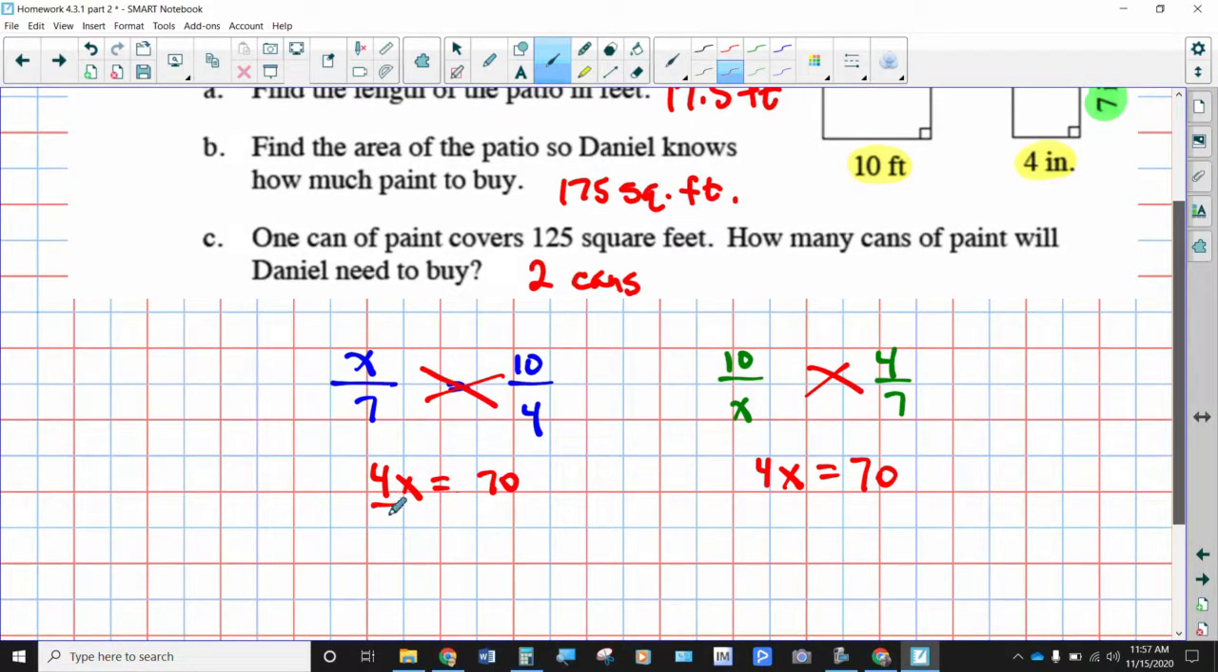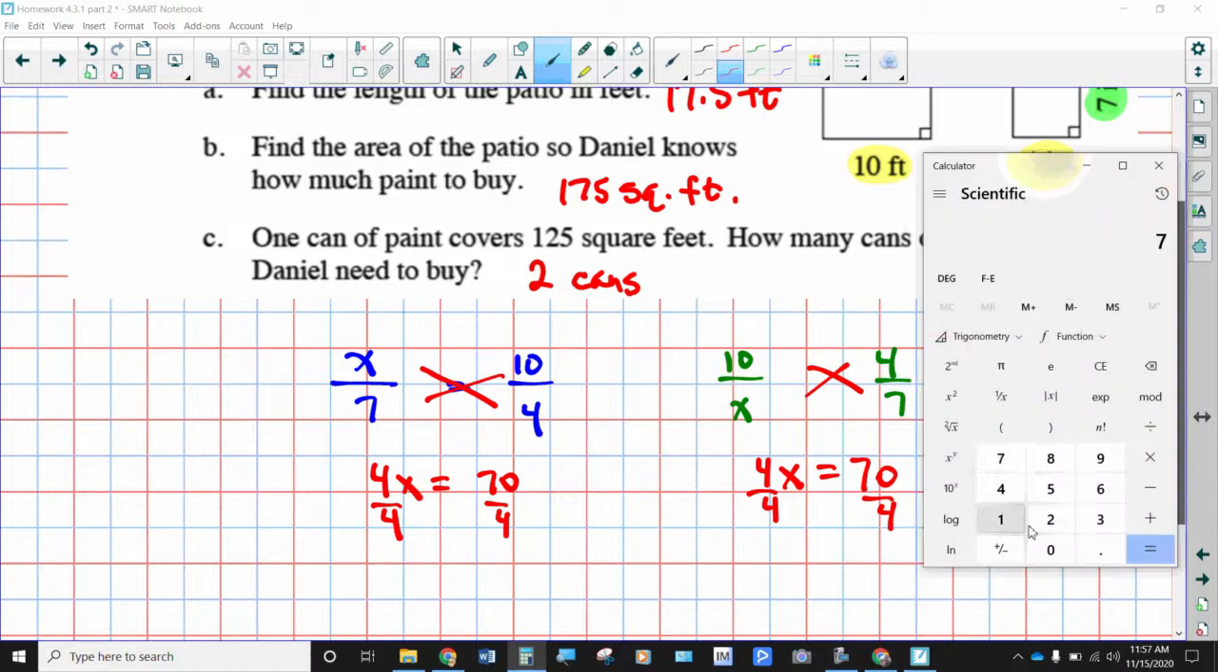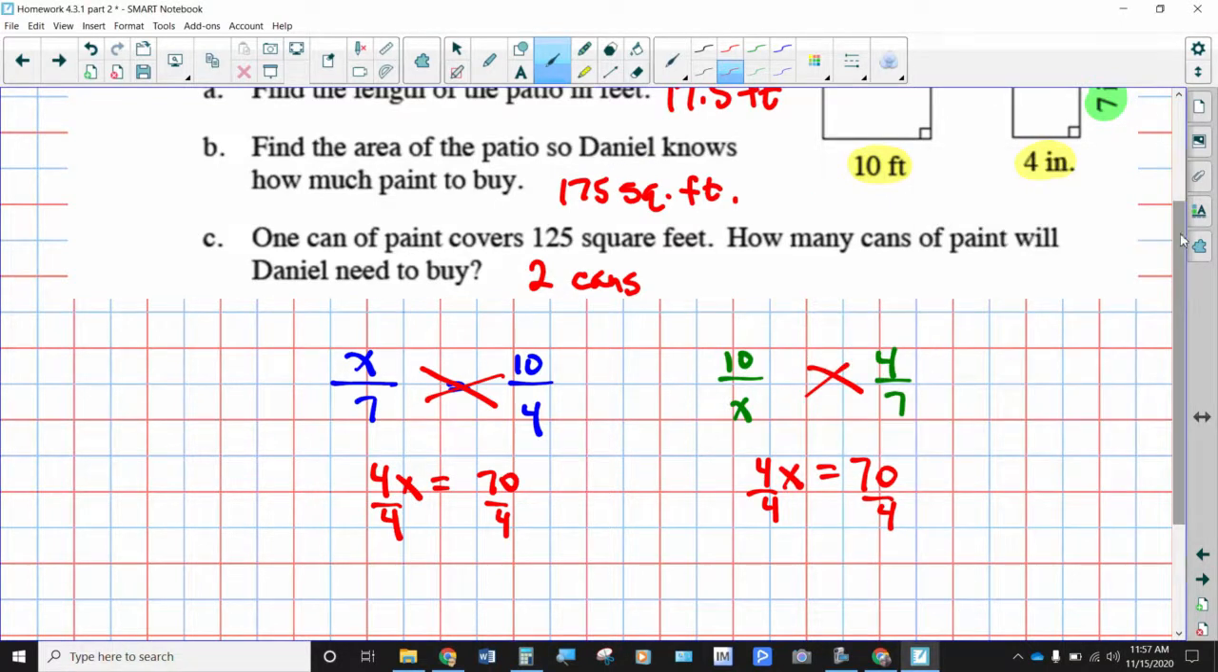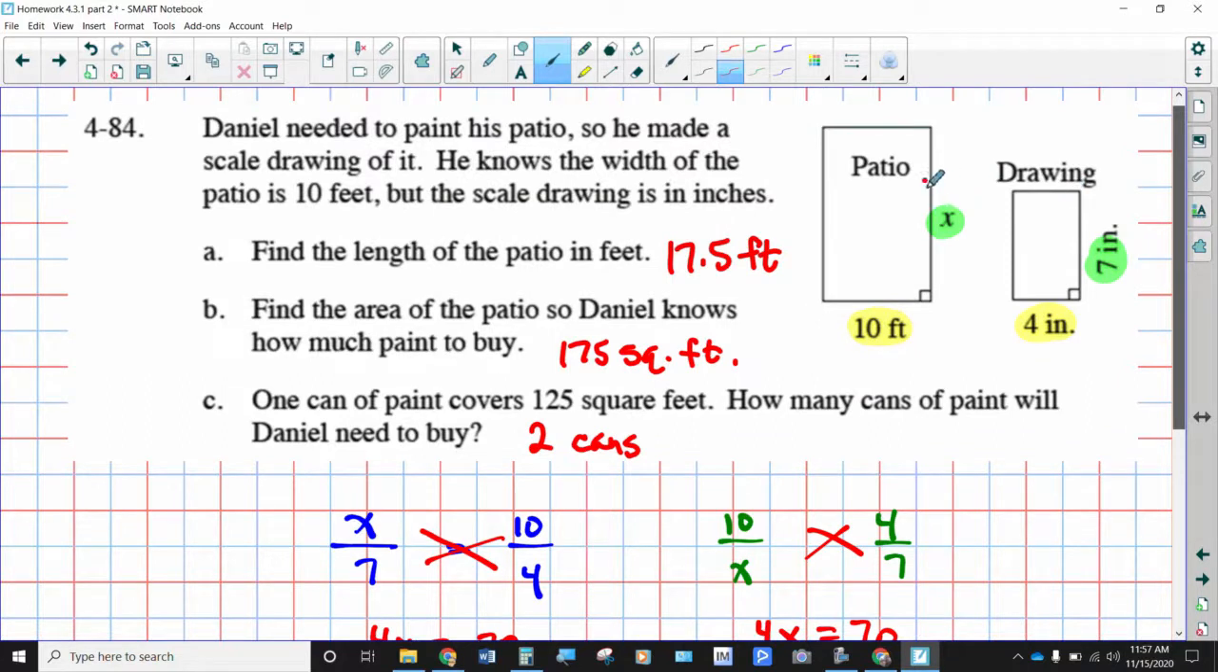So what is 70 divided by 4? Let's use our calculator. 70 divided by 4 is 17 and a half. Okay, so that has to be the length of the patio, and it doesn't matter, it's feet, right? This one we were talking inches, this one we were talking feet, so it's going to be 17 and a half feet.